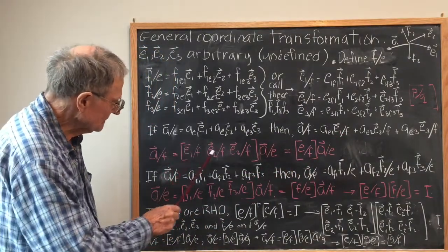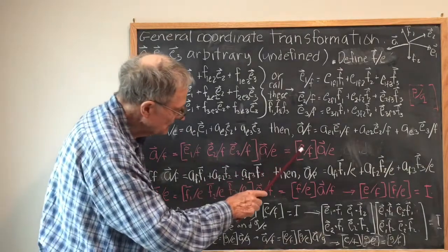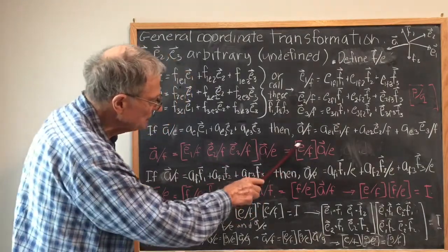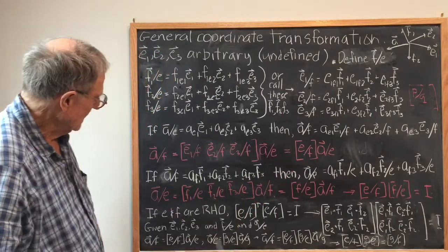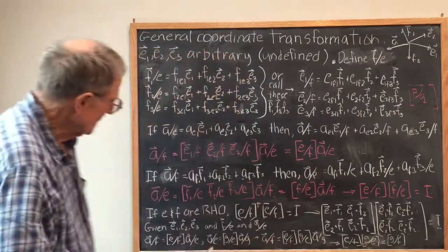Then I can write this with the matrix symbol E with respect to F, and then A with respect to F is E with respect to F times A with respect to E.